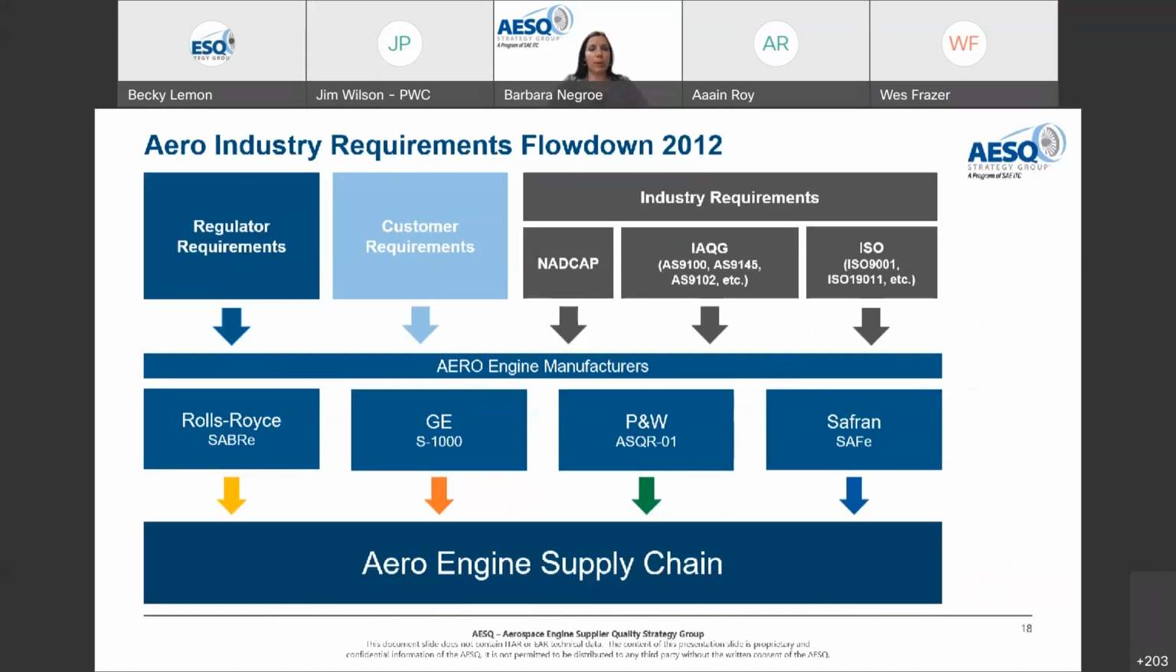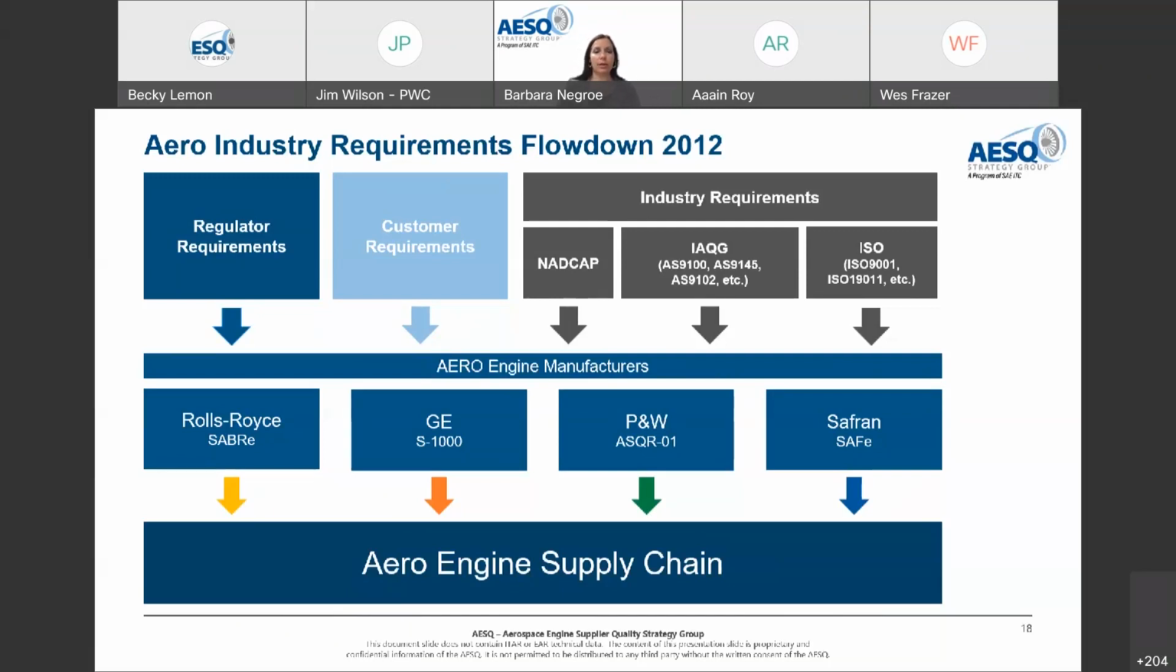So I think it's important to look back at where we started. If you go back to that 2012, 2013 timeframe, and even on into a couple years after that, you look at the situation from the seat of an aero engine supplier, you can see that there was a lot coming at them, and that is if they're a common supplier with multiple OEMs. So we not only have the regulatory requirements, various end customer requirements, and then industry requirements coming out of IAQG, NADCAP, et cetera.